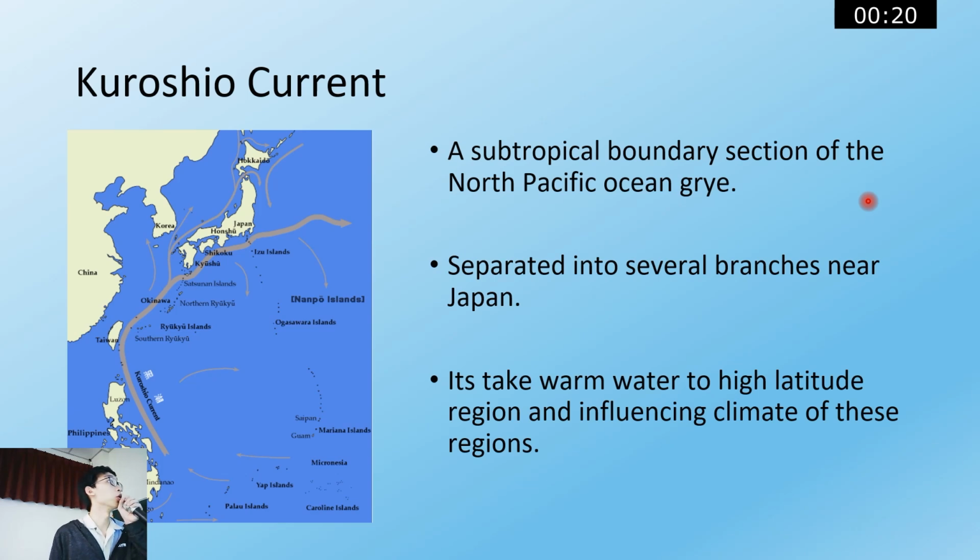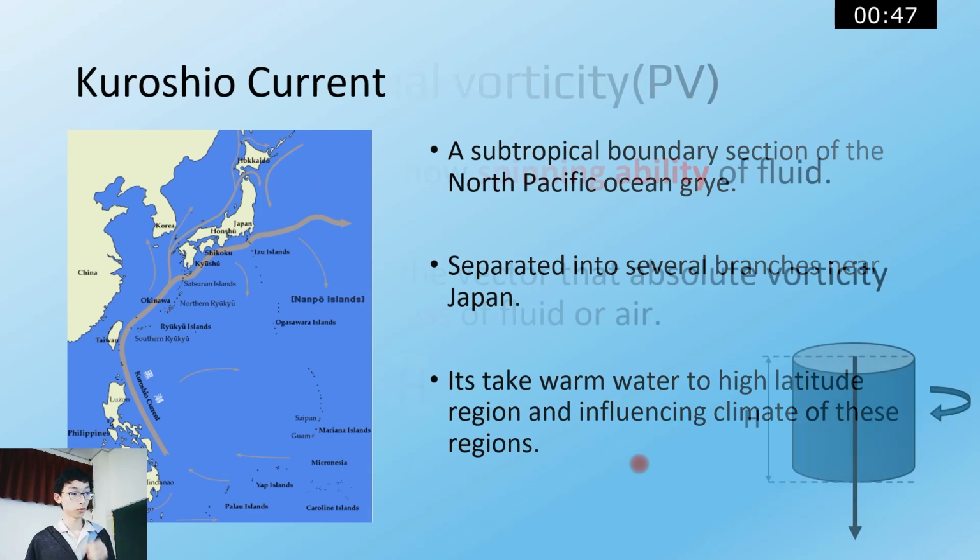The Kuroshio current is a subtropical boundary current of the North Pacific ocean gyre, and it separates into several branches near Japan. Today I will mainly focus on the mainstream here. Its importance is that it takes warm water to high latitudes and influences the climate of this region.